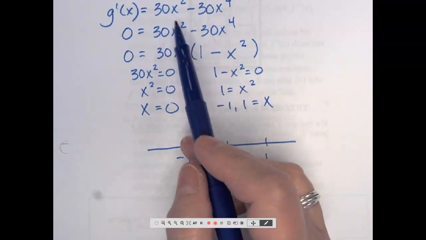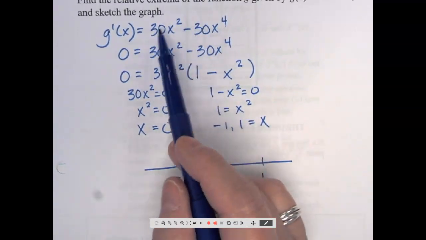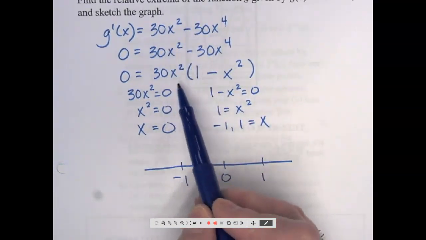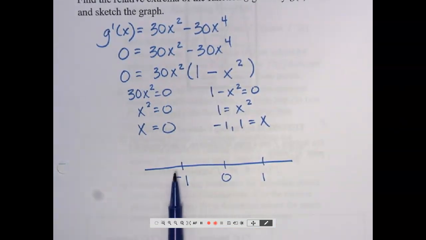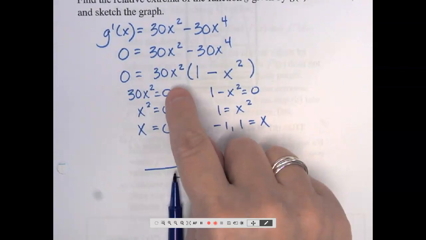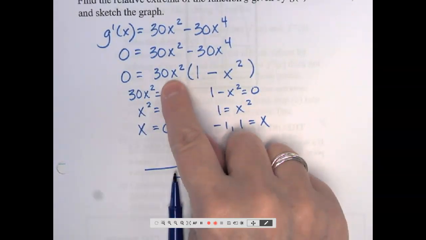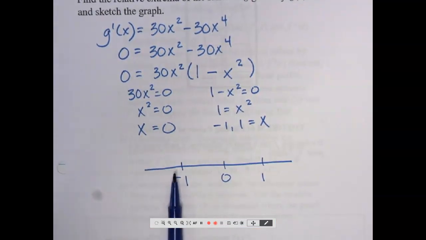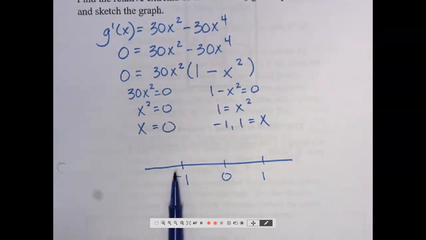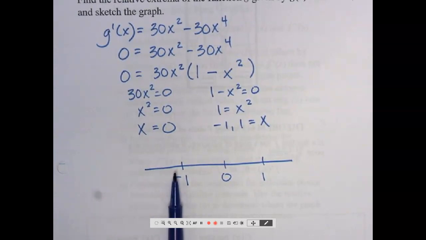Okay, so here is my derivative. I'm either subbing them in here, or I could use the factored form. So let's say I took negative 2 and plugged negative 2 in here and here. Would I get a positive or negative? I don't really care what I get as long as I know if it's positive or negative.